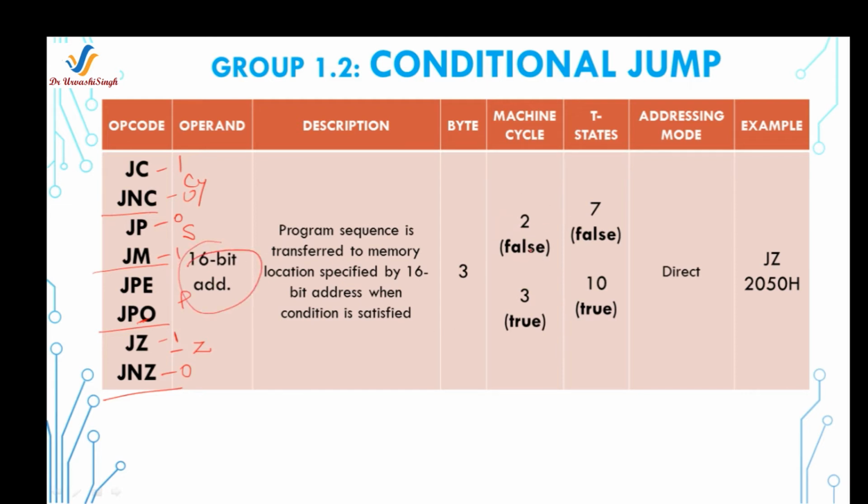So if the condition is false, it means the condition is not satisfied, then it requires only 2 machine cycles and 7 T states. If the condition is true, then it requires 3 machine cycles and 10 T states. So the jump instructions are better understood with an example. So let's see the example of how to arrange a set of numbers in ascending order.